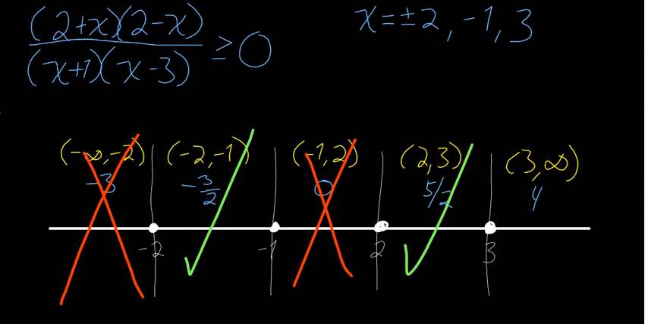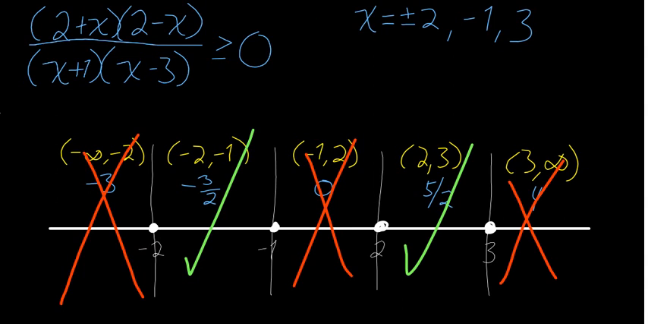And lastly, we've got a 4. 2 plus 4 is 6, that's going to be positive. 2 minus 4, that's going to be a negative. This is going to be a positive, and that's going to be a positive. Okay, and again, we have a positive times a negative in my numerator, which is a negative. And my denominator is a positive. Negative divided by positive is a negative. And that does not work either.